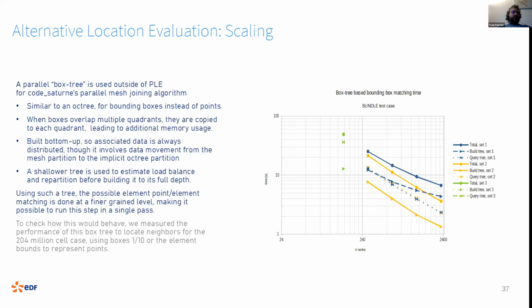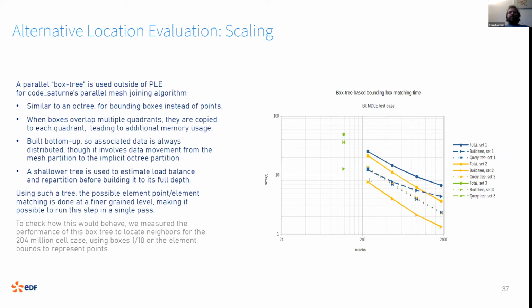And we did test an alternative evaluation using another octree-like structure, which we have in Code_Saturn, similar to an octree, but for bounding boxes instead of points. That uses a bit more memory because we need to handle overlapping aspects. And if we did use such a tree in PLE, the point-element matching would be done at a finer grain, so we would need to send that many extra points to some domains, and we could do a single pass for location instead of multiple passes.